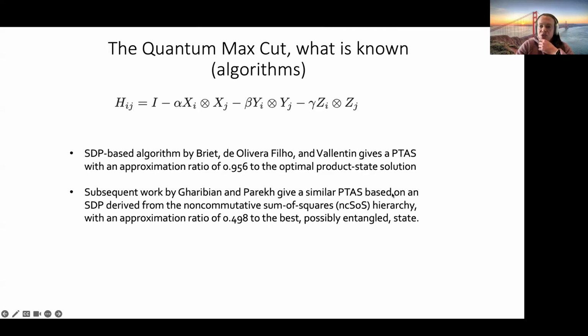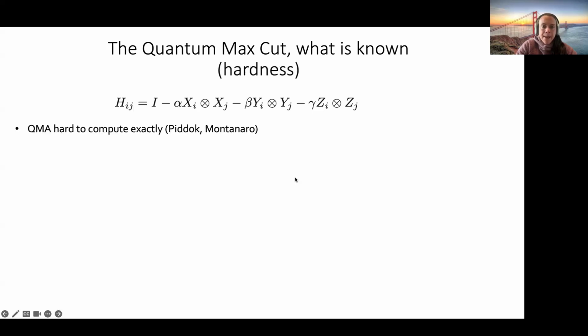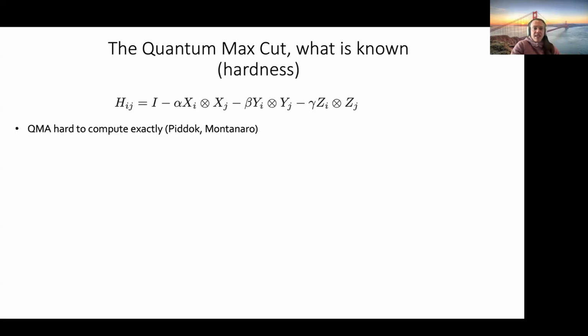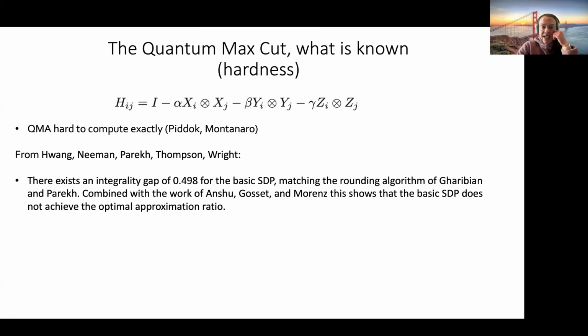And there is a way to get a 0.498 approximation to the best possibly entangled state that's way more complicated than just doing product states. So this is algorithmically what's known. Complexity theory wise, it is QMA-hard to compute exactly. And not only that, there's what we call an integrality gap for the basic SDP that the previous people used for the algorithm. And it means you cannot achieve the optimal approximation ratio with this technique.